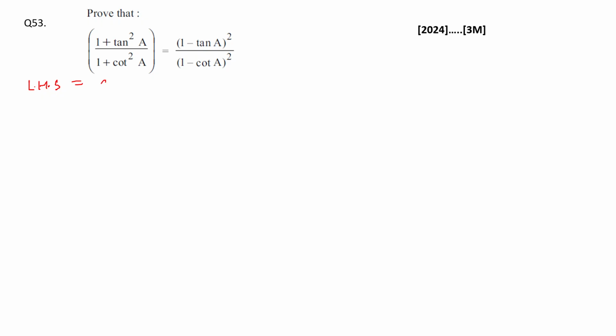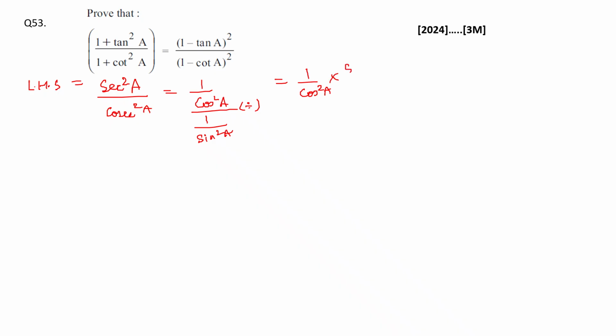1 plus tan square A, if you use the identity, is sec square A by cosec square A. Sec square A is 1 by cos square A and cosec square A is 1 by sin square A. When division is changed to multiplication, you have to write the reciprocal. So 1 by cos square A into sin square A by 1. So it is tan square A.